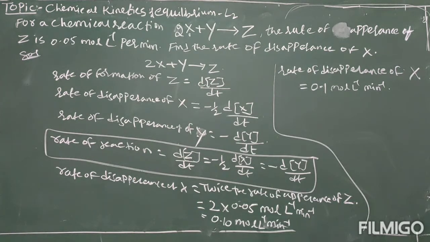So the question is a change. For a chemical reaction, 2x plus y gives rise to z. The rate of appearance. Y means it is written on the product side now. It appears, it does not disappear.